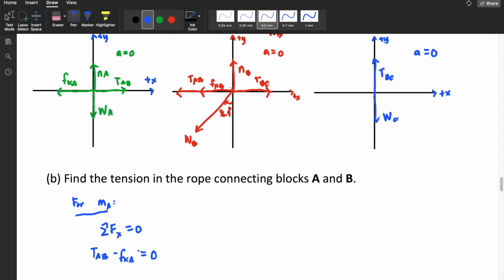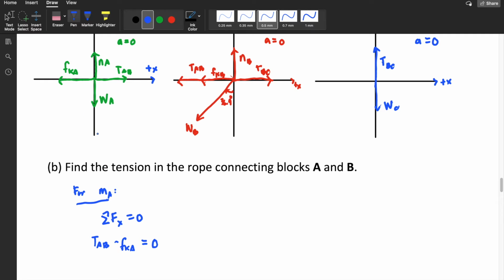Okay, so add FKA to both sides, or yeah, I know the proper term is transpose. Never mind. So you'll have TAB equal to FKA. So the tension connecting blocks A and B is equal to the kinetic friction. Take note, the equation for kinetic friction is the coefficient of kinetic friction times the normal force A.